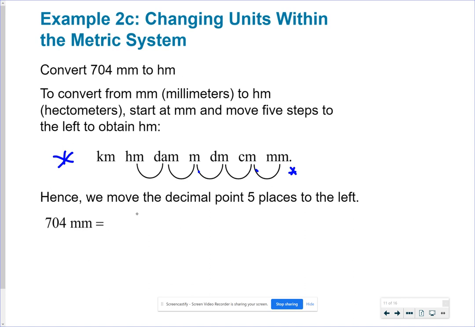So we do 704. Let's move the decimal point. It's right here. We're going to go 1, 2, 3, 4, and move across a 0, and move across another 0. It's going to be right there. And that's the same thing that would happen if you took 704 and divided by 10 5 times. So we have 0.00704 hectometers. And we're done.